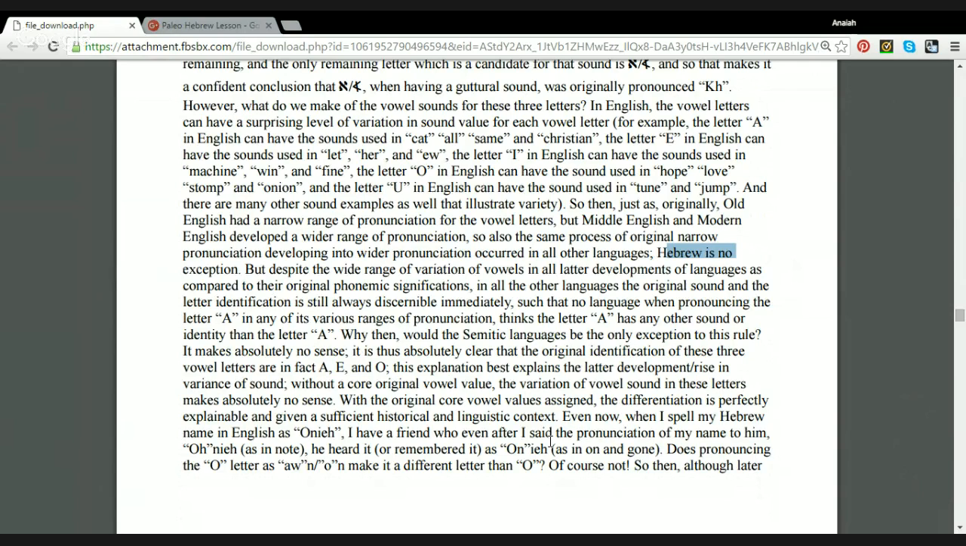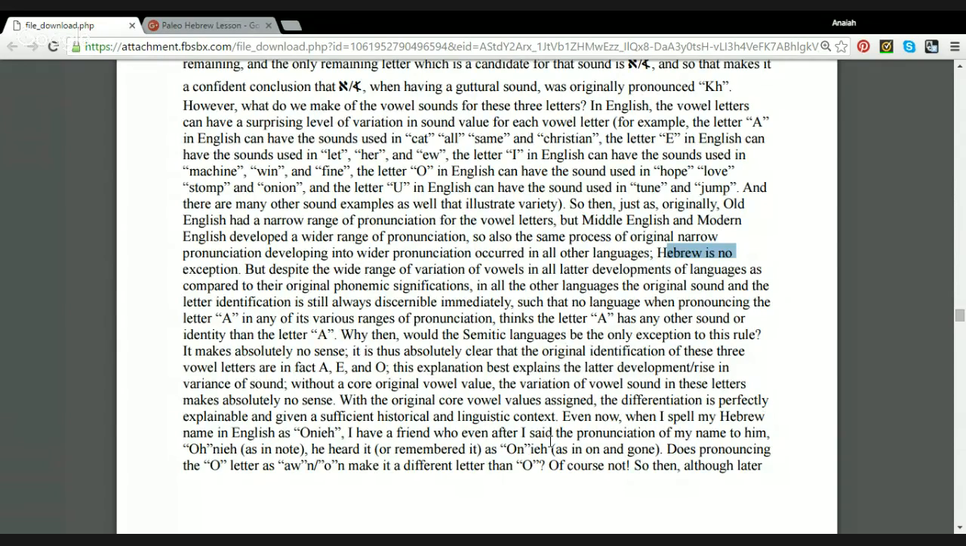So I say even now, when I spell my Hebrew name in English as O-N-I-E-H, I have some friends who pronounce it differently, even though I tell them it's Onia, like O as in note. They keep hearing it or saying it as Ania, as in on and gone. So they're pronouncing my name O-N-I-E-H as Ania or Anaya. So does pronouncing the O letter as ah or on make it a different letter than O?